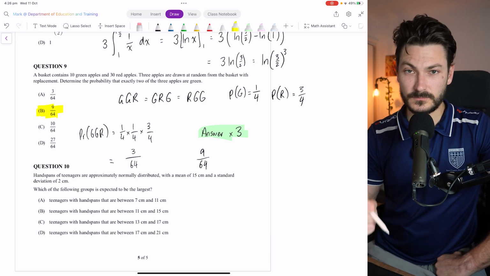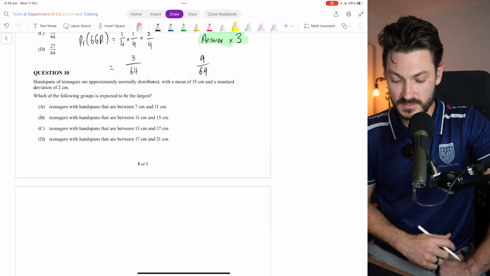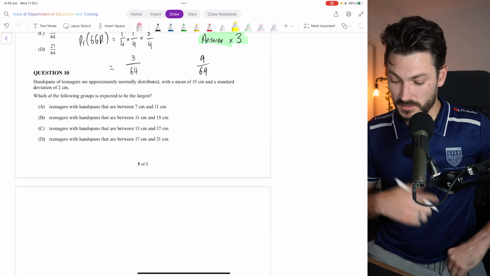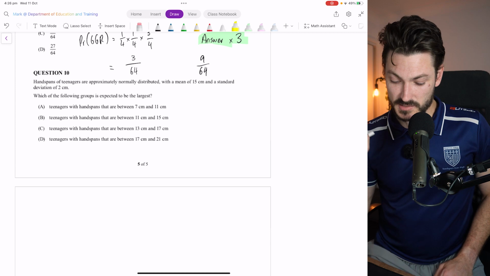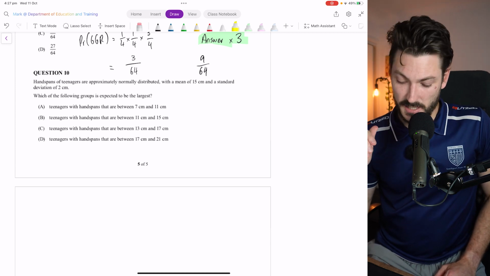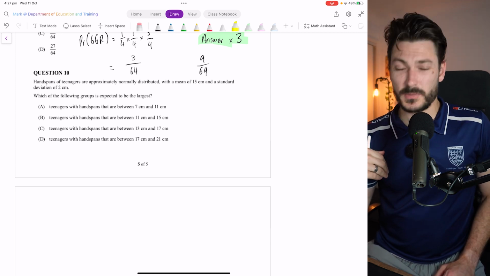It's B. Last question. Okay, handspans of teenagers are approximately normally distributed. Mean of 15, standard deviation of 2. And it's asking us which of these groups is expected to be the largest.